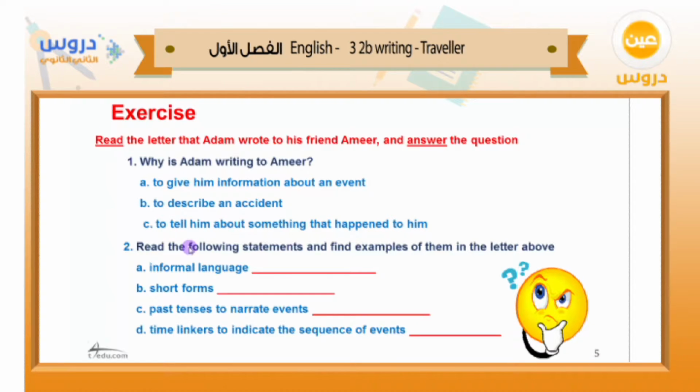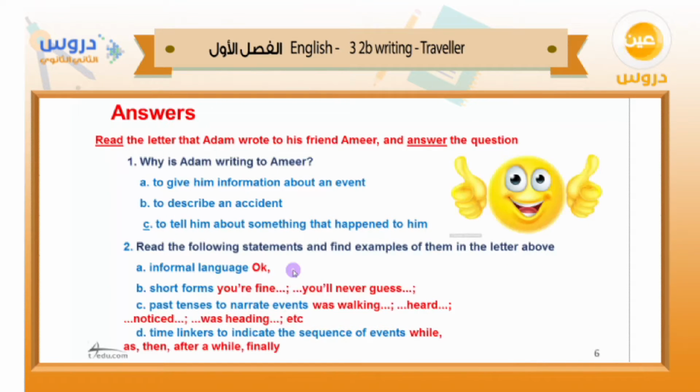In number 2, read the following statements and find examples of them in the letter above or in the previous letter. Try to find some informal language. By informal language we mean the language we talk every day with our parents, the language we talk on the streets, in a market, in a mall. This is what we call informal language. So many people use informal language when we write a story, a narration, or narrative.